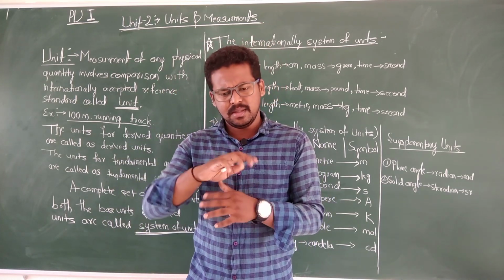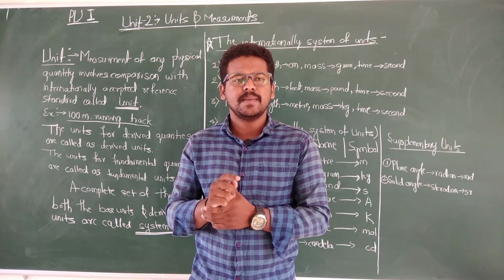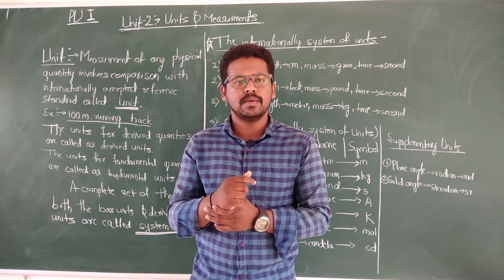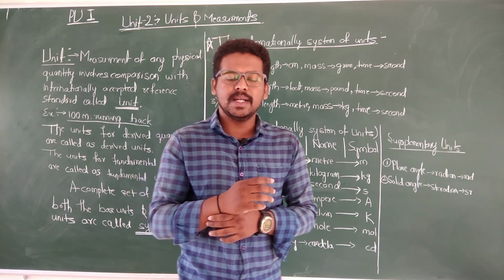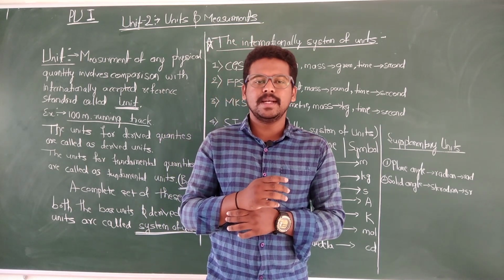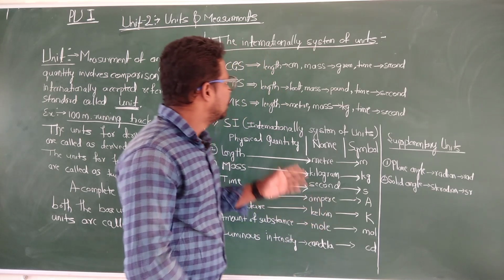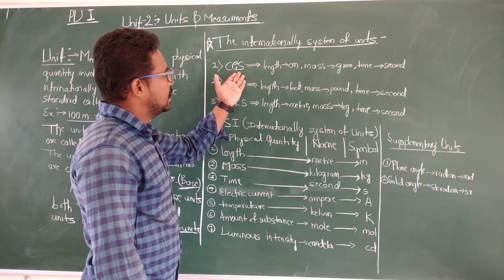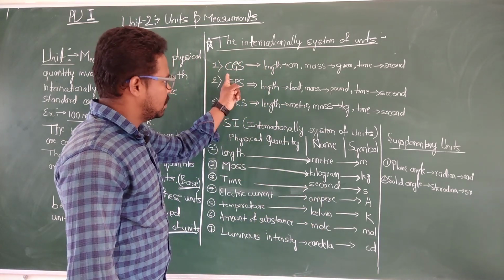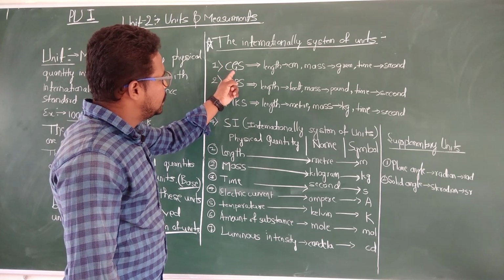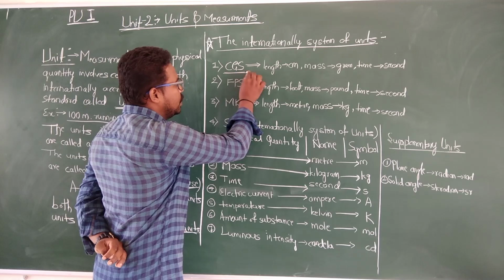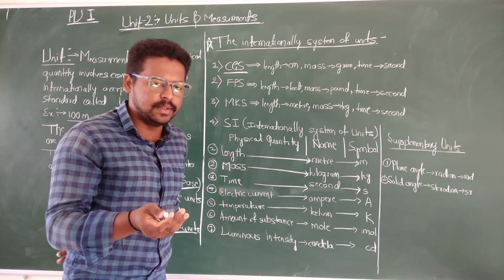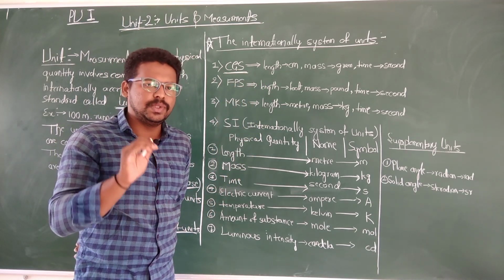So there are different types of systems created before the 19th or 20th century. Let's see what systems existed in our world. First one is the CGS system. The name is given on the basis of the units itself.